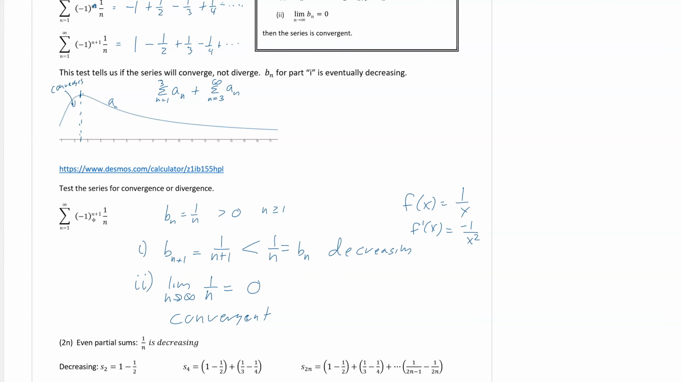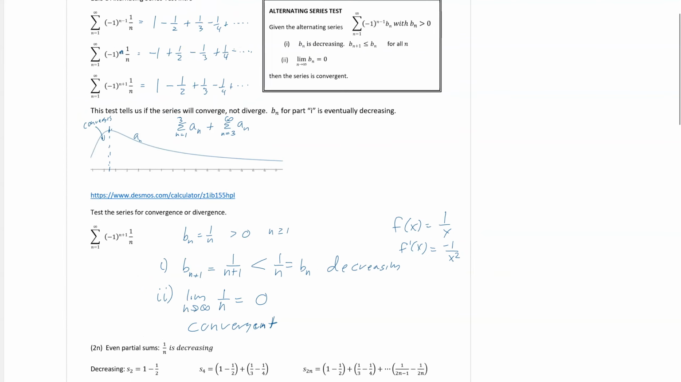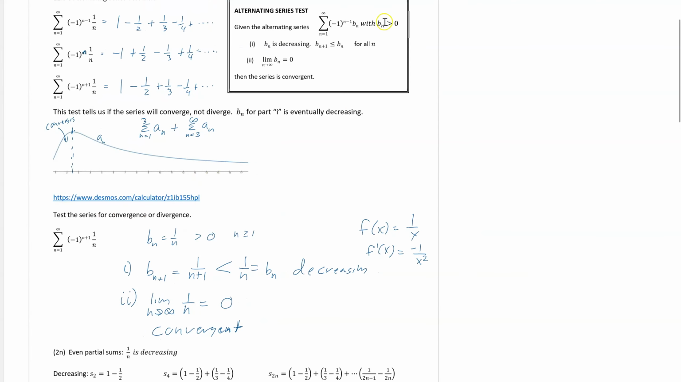So you just have to make sure that it meets both of these conditions with a b sub n greater than 0, and that it's decreasing. You can use the n plus 1 if it works. If it doesn't, use the derivative. And then show that the limit is equal to 0 and it's convergent. This does not show that it's divergent, and we'll see that in the next video.